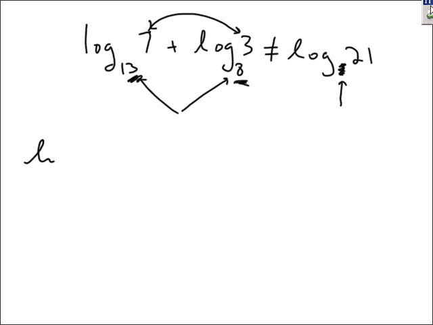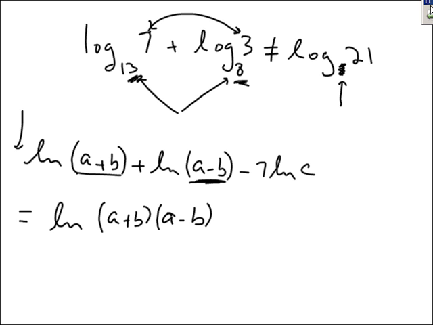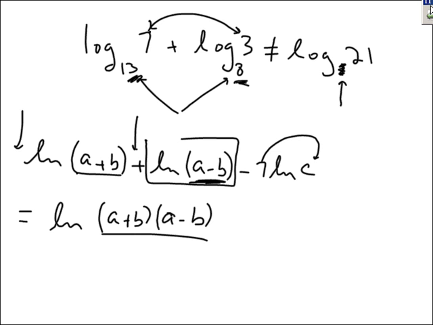Suppose you had ln of A plus B plus ln of A minus B minus 7 ln of C. Write with 1 log. Well, the A plus B goes on the top because there is an understood plus in front. What I'm taking the natural log of in the second term is A minus B, and since there's a plus in front, I put A minus B in the numerator. The 7 here is a power. Since it's minus, I put C to its power in the denominator.